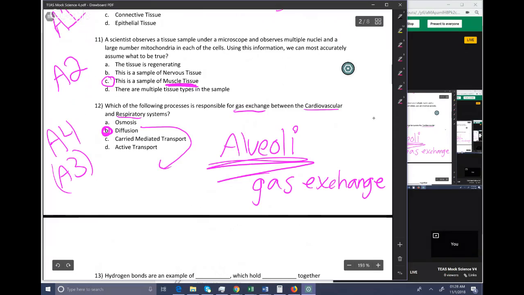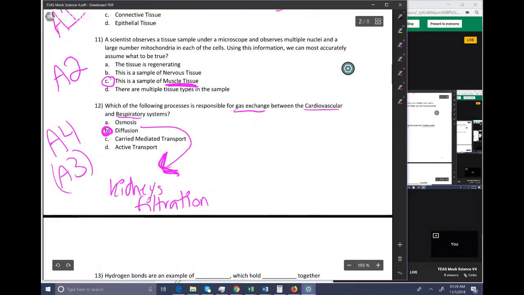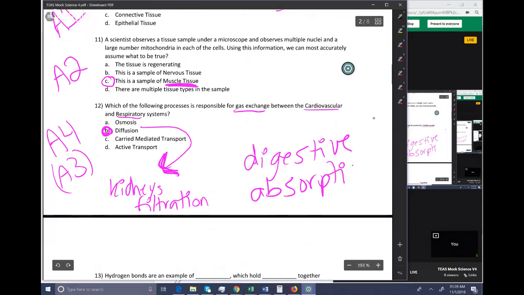So does pretty much anything that they could ask you. How does the chemical process happen? If it's something your body does, like the kidneys with filtration, that also uses diffusion. So gas exchange is a diffusion process. Filtering the blood in the kidneys is a diffusion process. Digestive absorption, how our nutrients actually make it into our bloodstream, that also uses diffusion. So diffusion is a very good bet as to the way that certain things exchange.